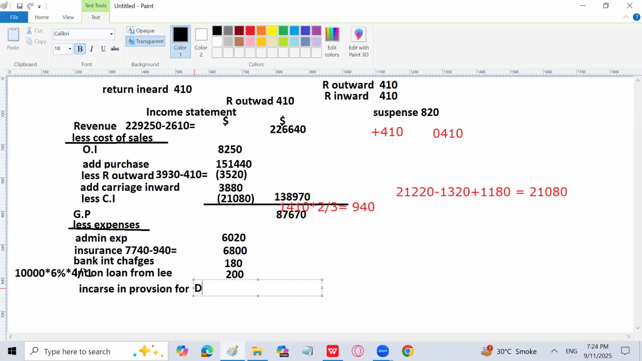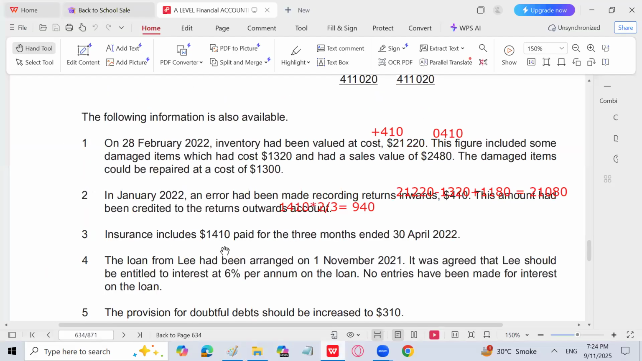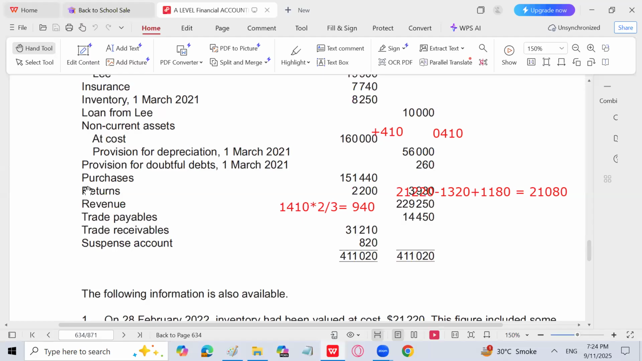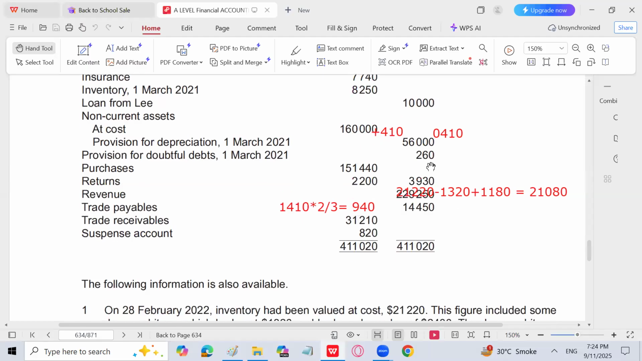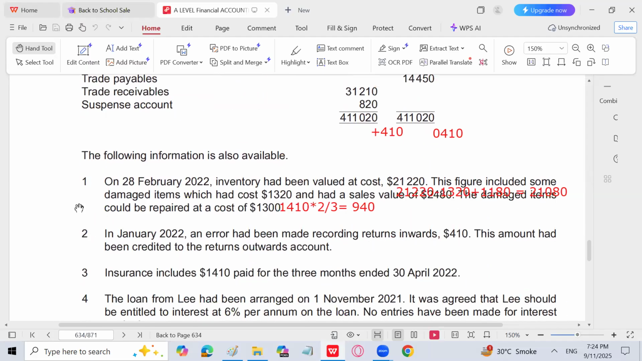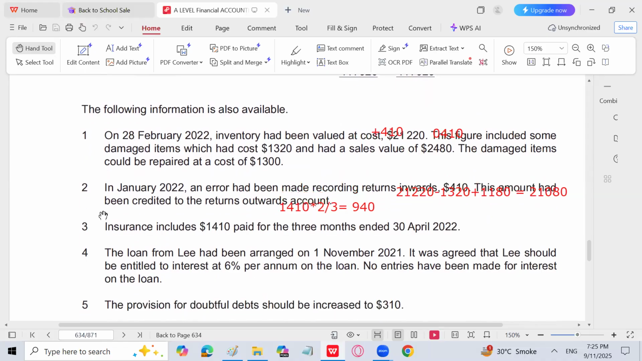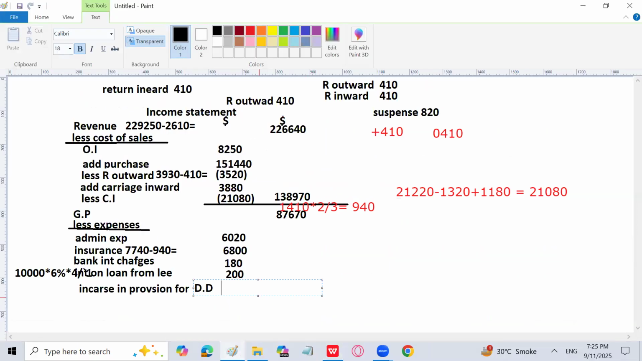So let's see. It is written that provision for doubtful debts should be increased to how much? Should be increased to 310. If you see in the question, the provision for doubtful debts is given 260. Now it has been told to us that it should be increased to 310. So how much we need to increase? 50. 310 minus 260 becomes 50. So increase in provision is going to be 50, which is very easy, which will be recorded under the heading of expenses.